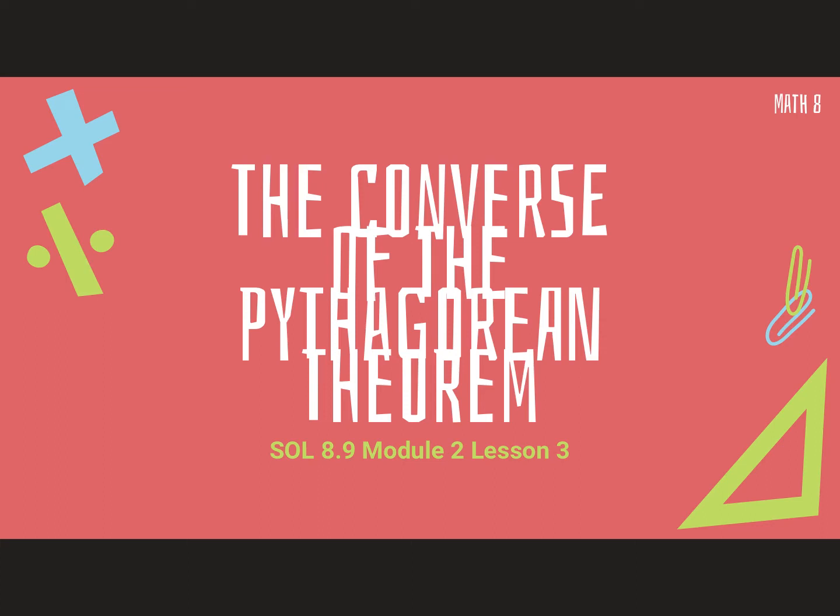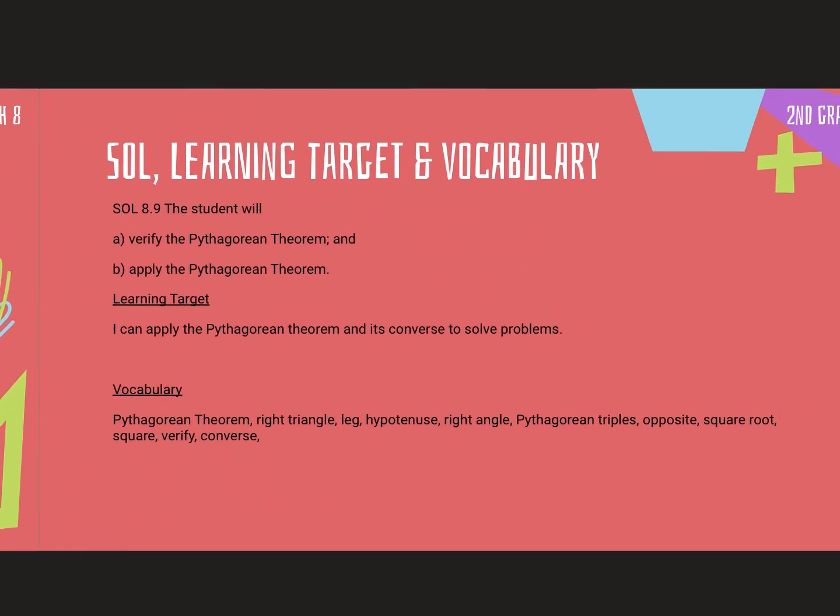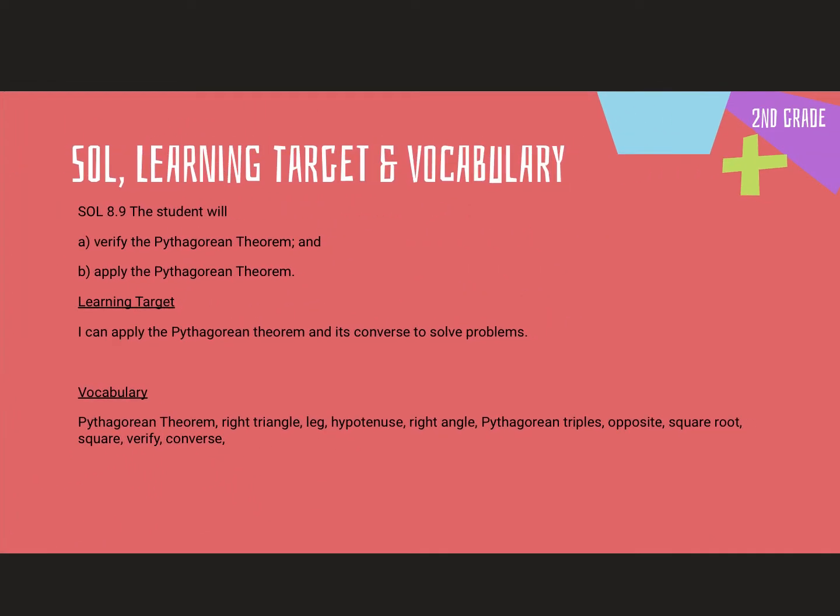So for today's lesson, we're going to look at the converse of the Pythagorean theorem. This is still SOL 8.9, and we're looking at Module 2, Lesson 3. We're still looking at 8.9, which is verify the Pythagorean theorem and apply the Pythagorean theorem. Our learning target is I can apply the Pythagorean theorem and its converse to solve problems. And we have the same vocabulary from the other two lessons, except we're adding in the word converse.